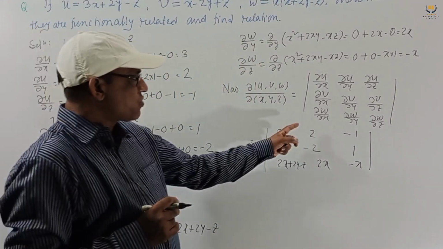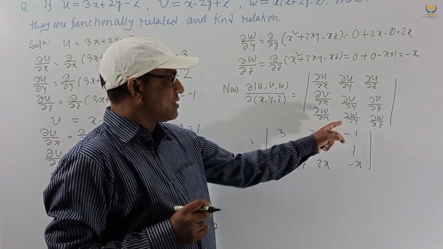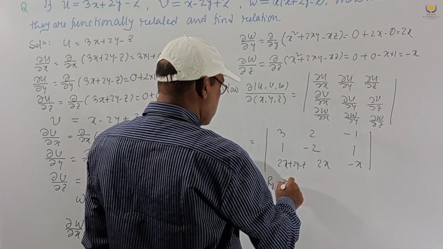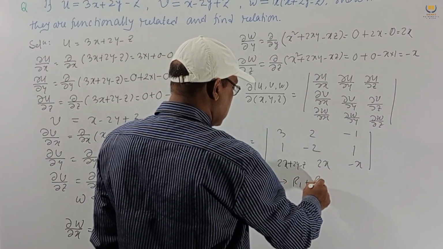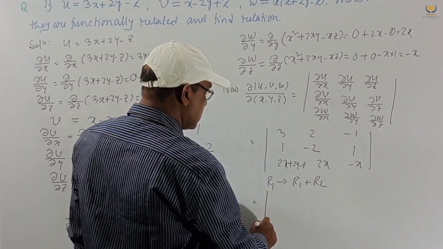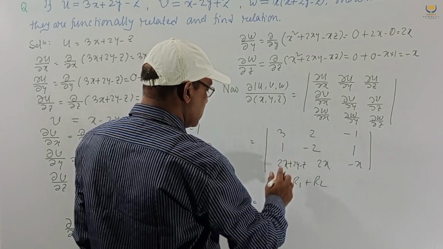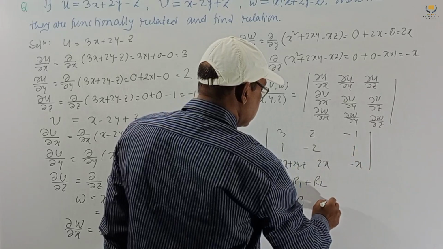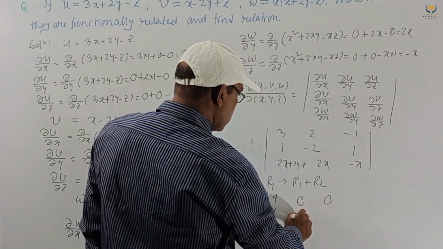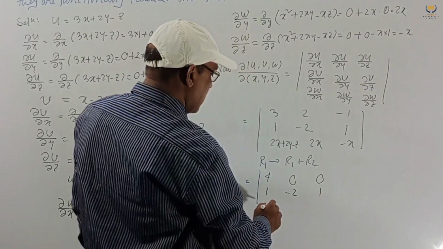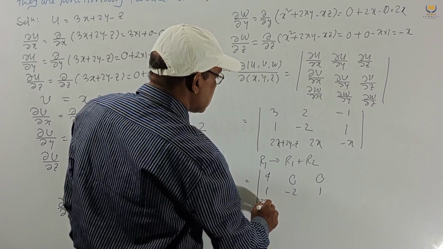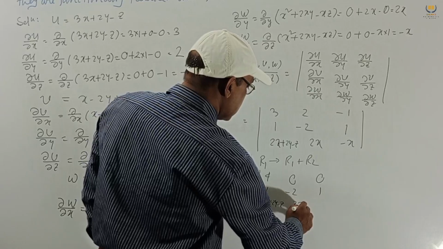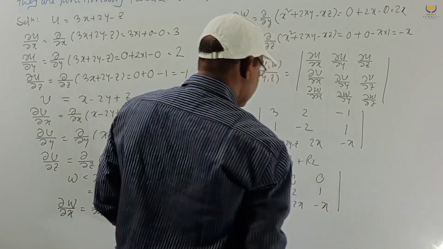Now if we add these two, this will be 0, this is 0. So with R1 goes to R1 plus R2, we get 4 here, this is 0, this plus this is 0, 1, minus 2, 1, and 2x plus 2y minus z, 2x, minus x, we get this.